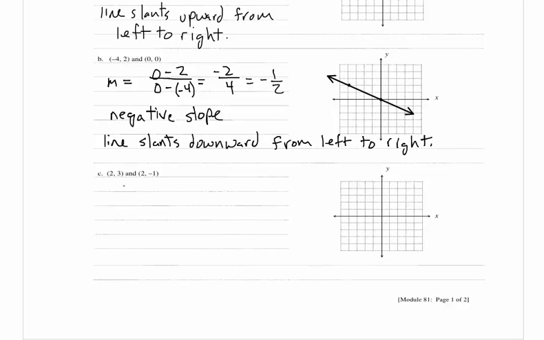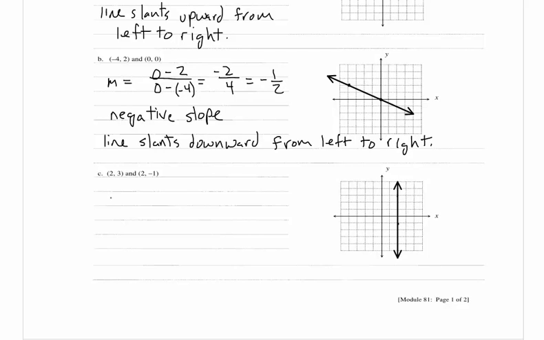In C, we have the points (2, 3) and (2, -1). So for (2, 3), we're going to go right 2 units, up 3 units. And for (2, -1), we have right 2 units, down 1 unit. So we have a vertical line.